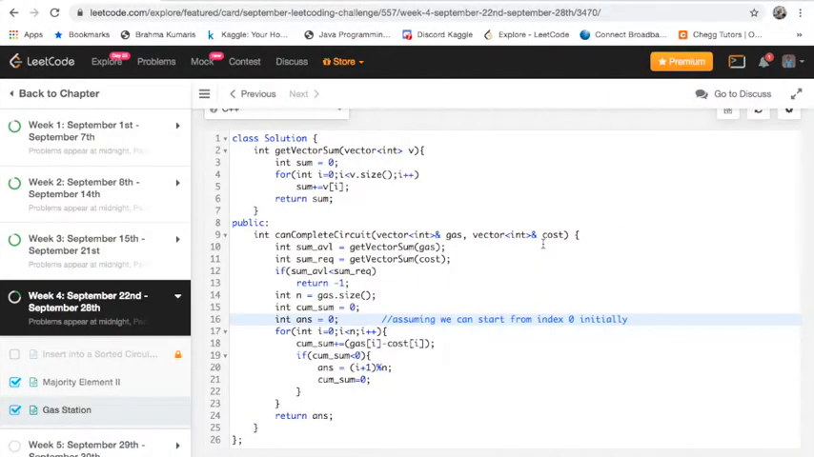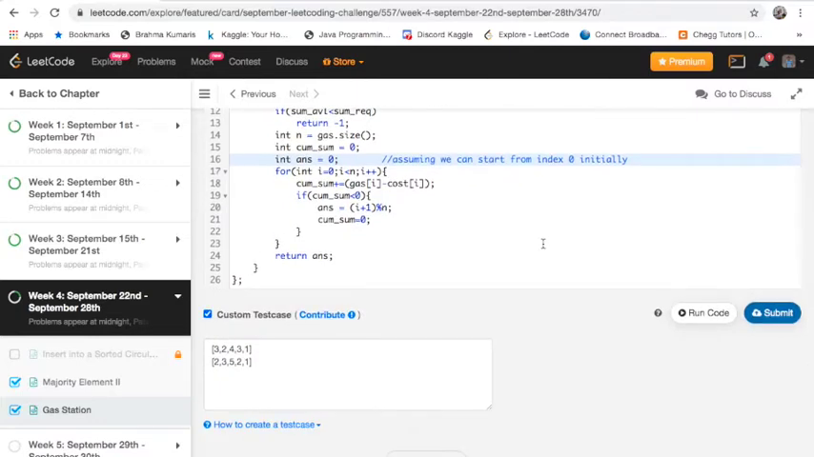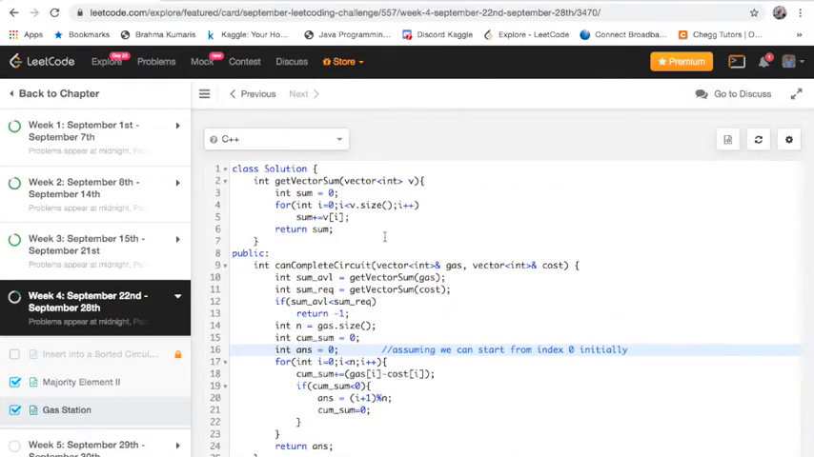So now let's discuss the code that I have written. This is already a submitted one, which is already accepted. Here I have written a function which gives me the sum of all the values in a vector of integers. First of all I am getting the sum of all the gas amount available at all the stations, and the sum of all the cost, that is our requirement. In case this availability is less than this requirement, I am returning -1.